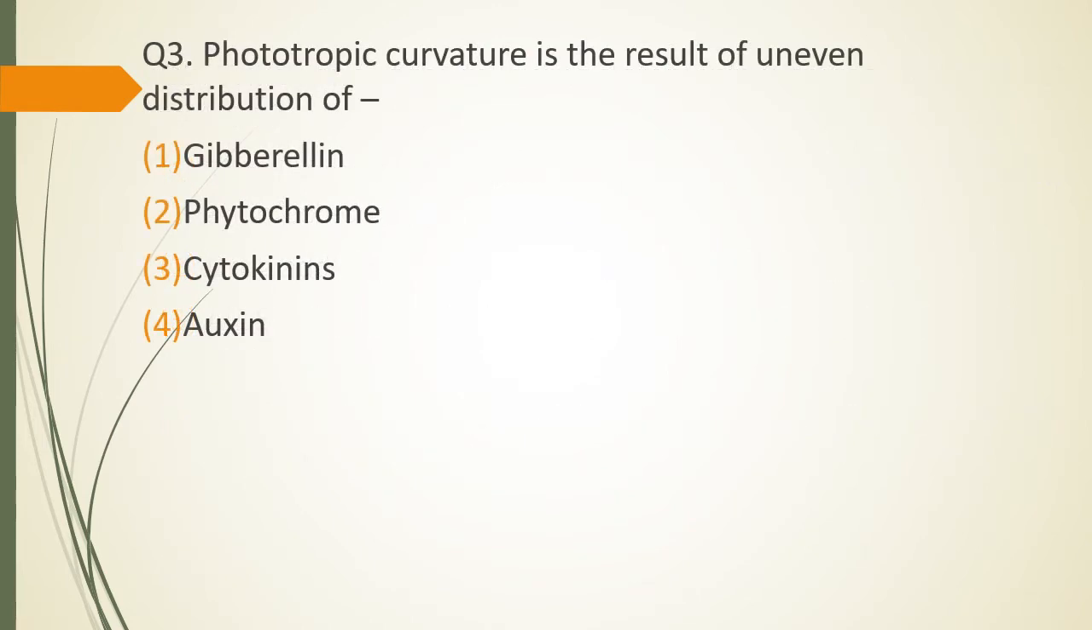Question number 3. Phototropic curvature is a result of uneven distribution of gibberellins, phytochrome, cytokinin, auxin. Which of the plant hormone is responsible for the curvature of the plant towards the sunlight? Phototropic curvature. The correct answer is option 4. Auxin is the hormone that is responsible for phototropic curvature.